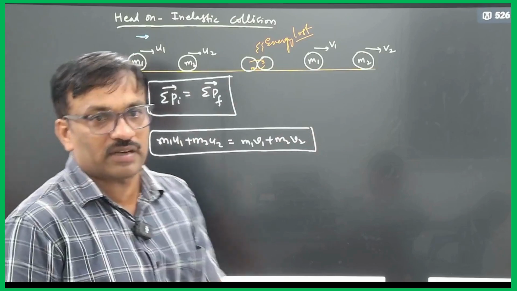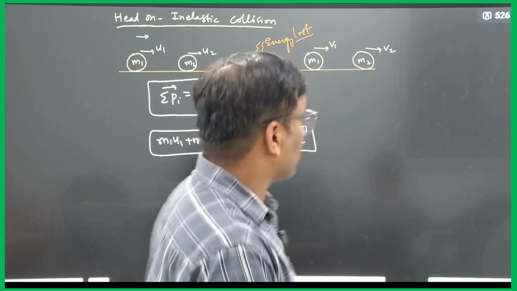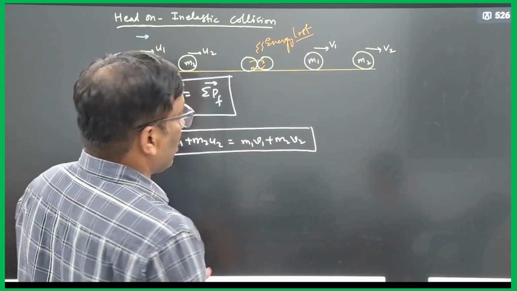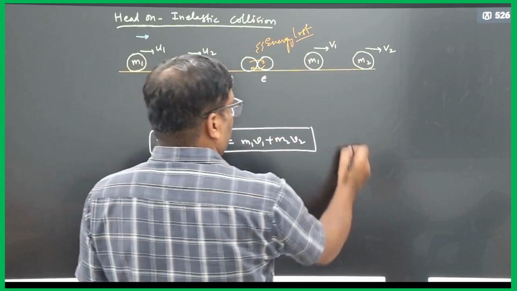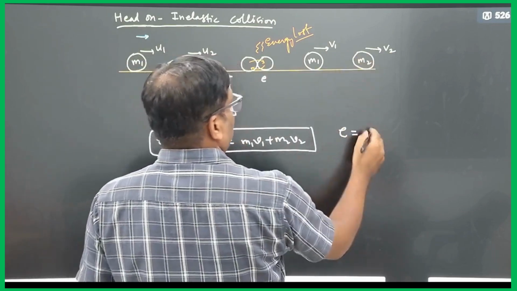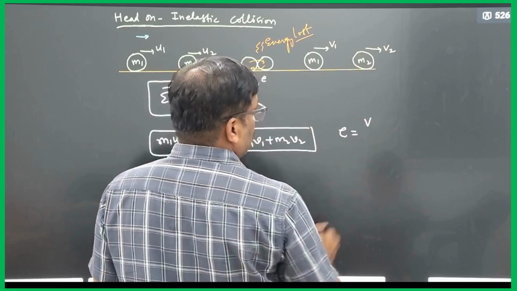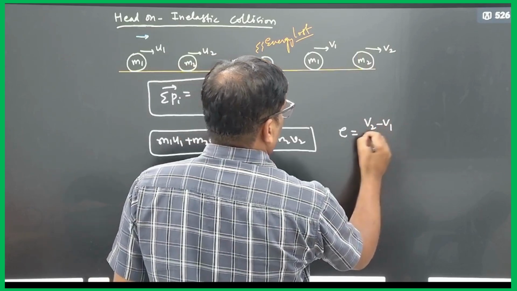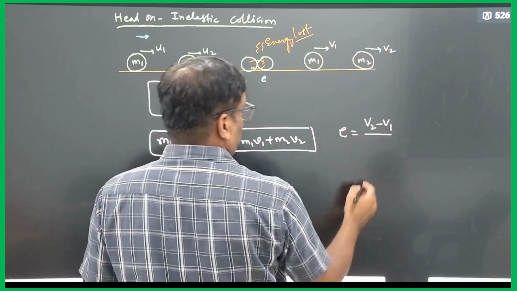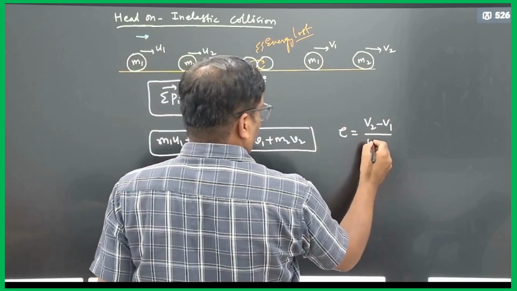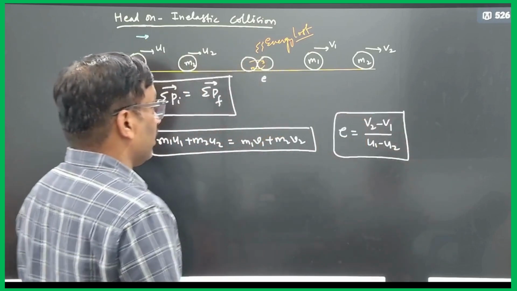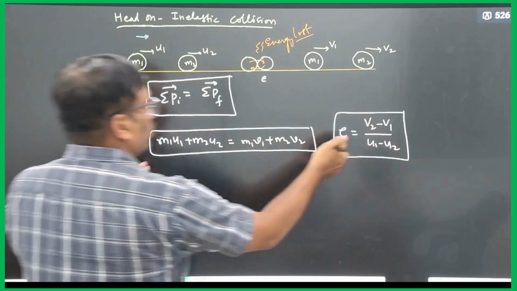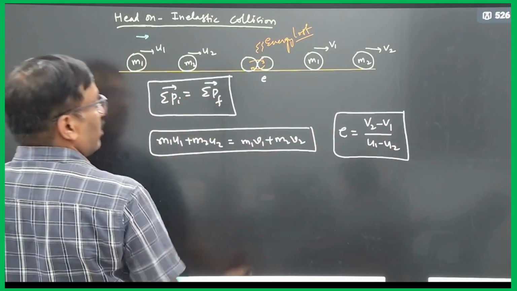Kinetic energy conservation we cannot write, because energy is lost. So how to do this? We have the coefficient of restitution, which is the velocity of separation over the velocity of approach. Velocity of separation is v2 minus v1, because these two separate as the speed is more. Velocity of approach is u1 minus u2. Clear? Use these two equations and again write down v1 and v2.